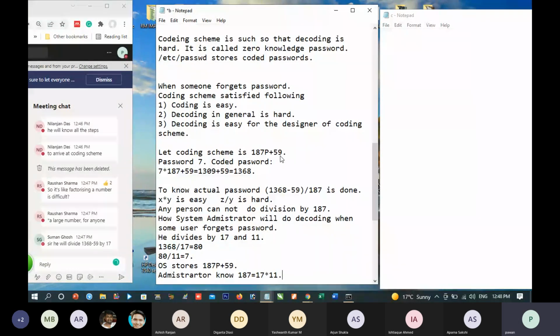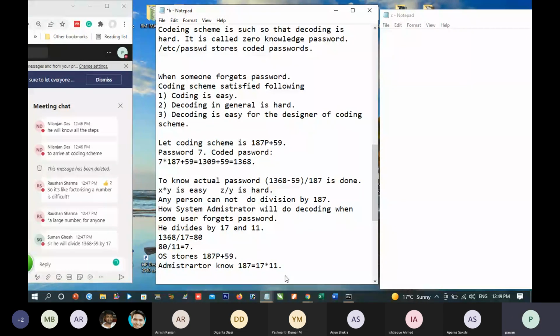17 and 11 are not stored in the disk. They are only known to the system administrator. Is it correct? So the system administrator can divide it two times by small numbers, and hence can get the original password. Is it clear to you? Any doubt? Ask your question.